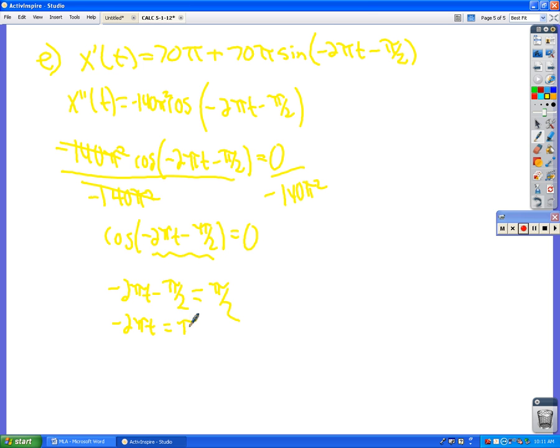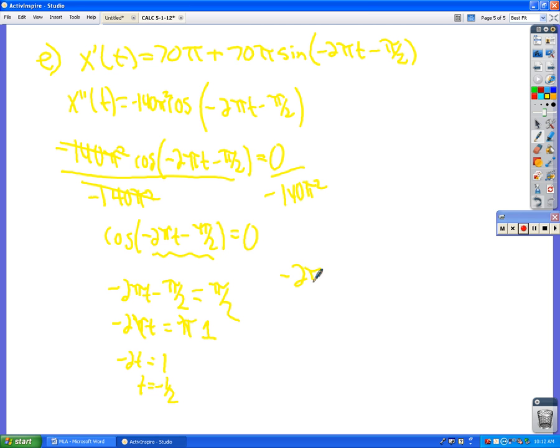Pi. That means the pi's cancel. That makes it 1, right? If I divide both sides, then I get negative 2t equals 1. So t equals negative 1/2, but that's no good, because it's negative. So pi over 2 is not good enough.